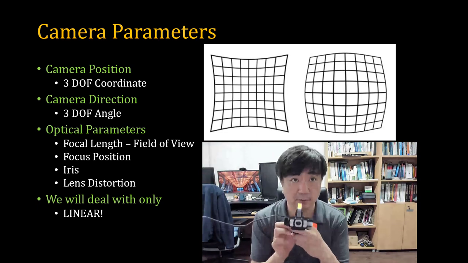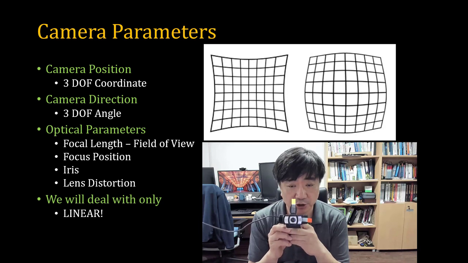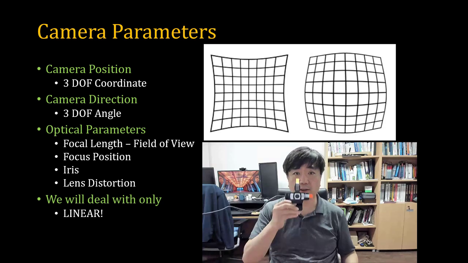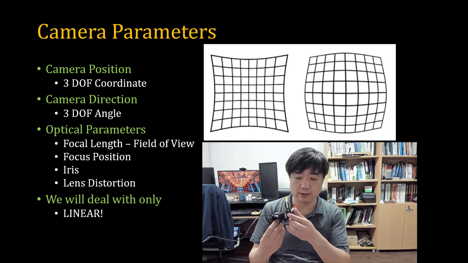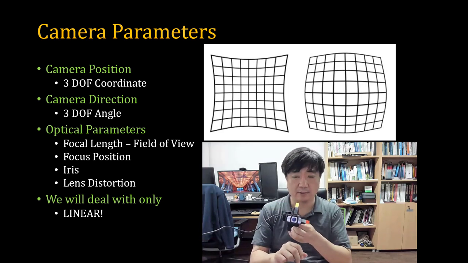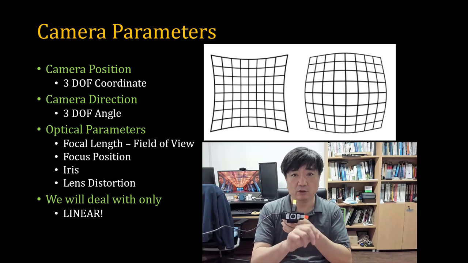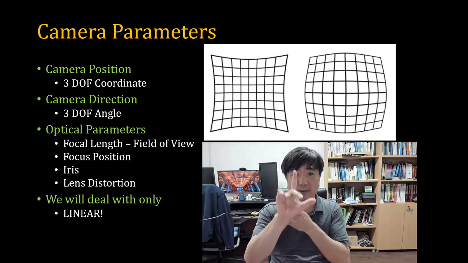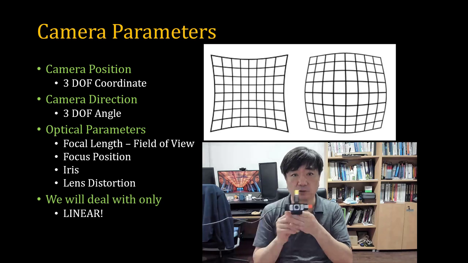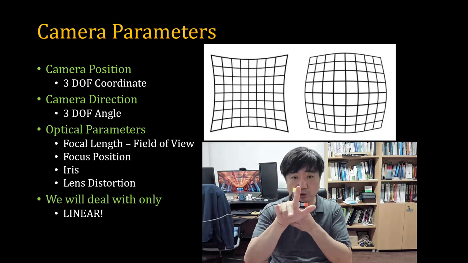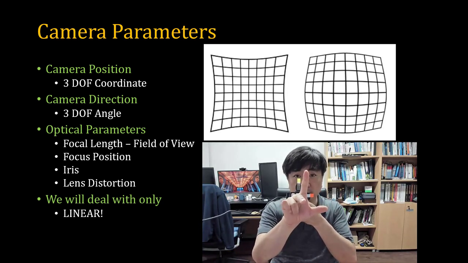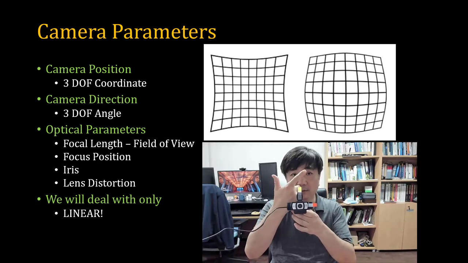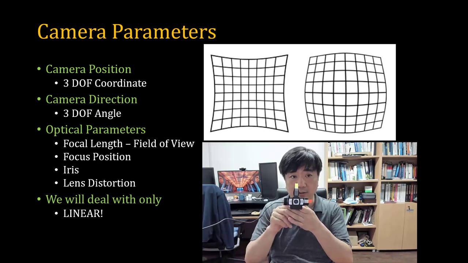For example, this camera has, of course, its position. So the camera can move in the X, Y, Z directions, and the camera also has a direction. We can have a camera coordinate system with the right hand rule: X direction, Y direction, Z direction. Z is very important. The positive Z direction is the watching direction, where the lens is, and the negative Z direction is the backside of the camera.